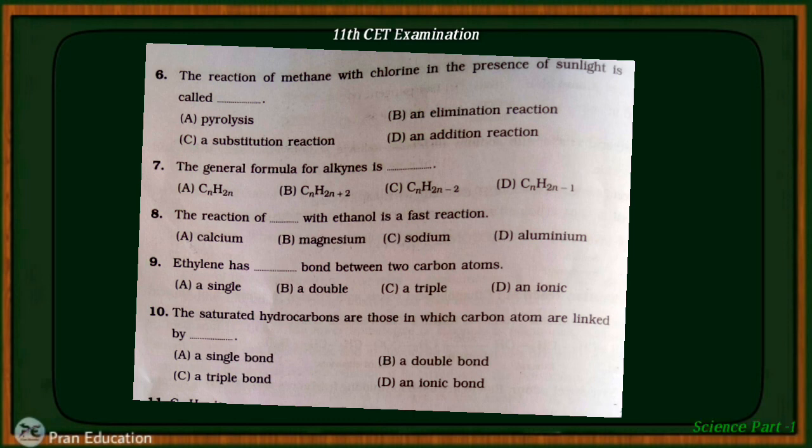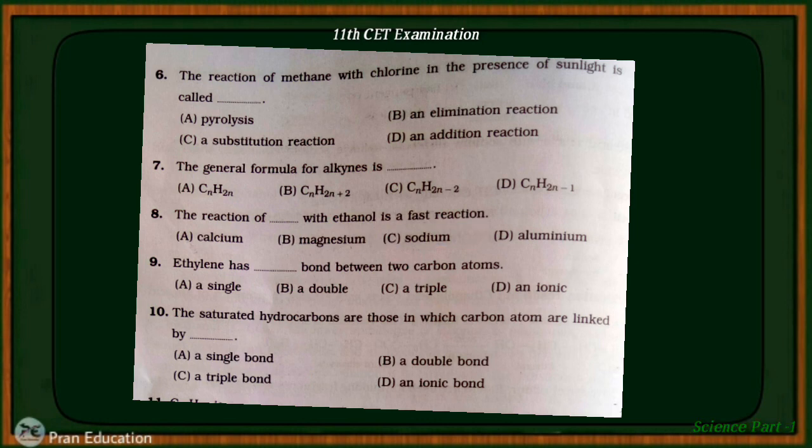Seventh, the general formula of alkanes is dash. Options: A. CnH2n, B. CnH2n plus 2, C. CnH2n minus 2, D. CnH2n minus 1. The correct option is option C, CnH2n minus 2. Eighth, the reaction of dash with ethanol is a fast reaction. Options: A. Calcium, B. Magnesium, C. Sodium, D. Aluminum. The correct option is option C.